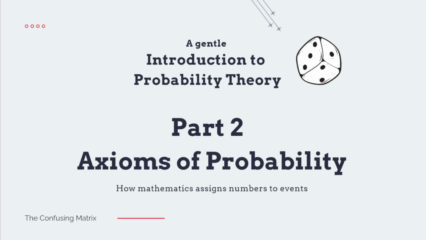We continue our series on probability. This time we want to assign numbers to events. We do that by establishing the axioms of probability. We'll spend a good part of this video working through exercises to build a solid understanding of these axioms, so make sure to watch until the end.